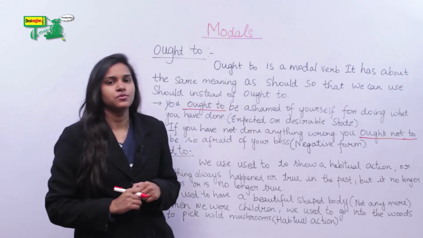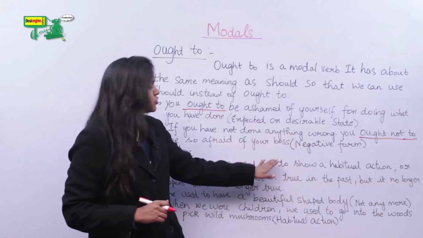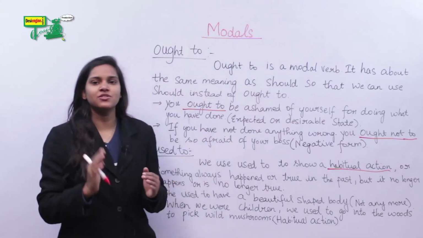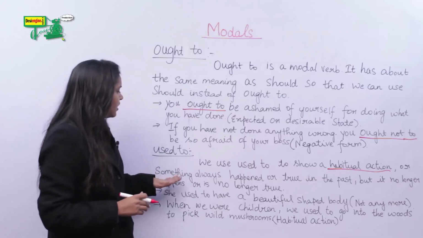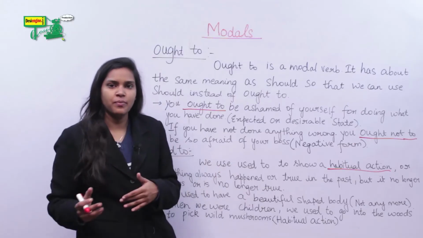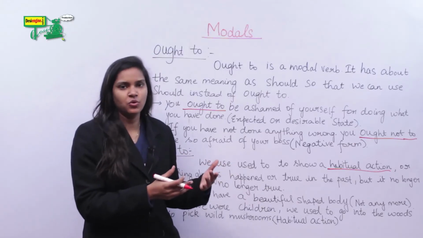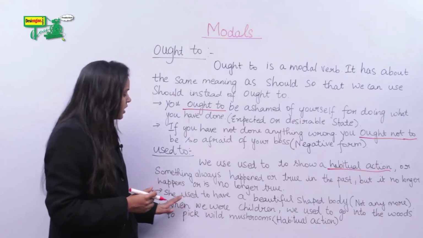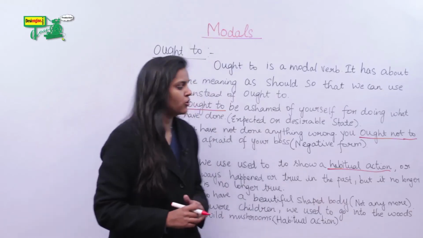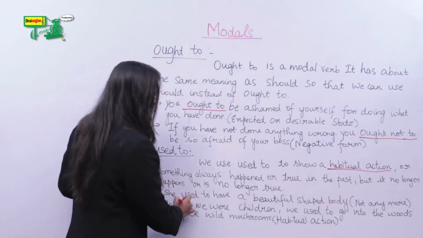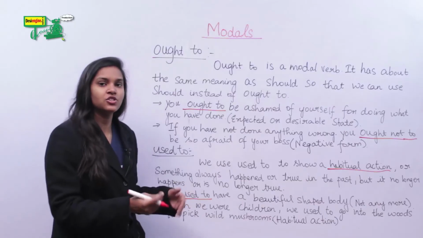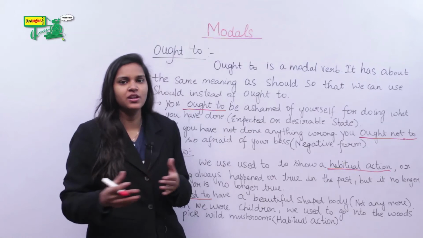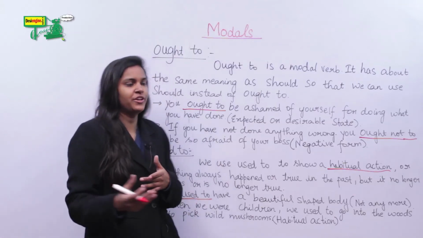Let's come to used to. We use used to show a habitual action, that is, something that happens on a regular basis, or something that was true in the past but does not exist anymore, that is, it is no longer true. Let's take few example sentences. She used to have a beautiful shaped body. Here, used to shows that she used to have a beautiful shaped body, but it does not exist anymore. That is, she no longer has a beautiful body.